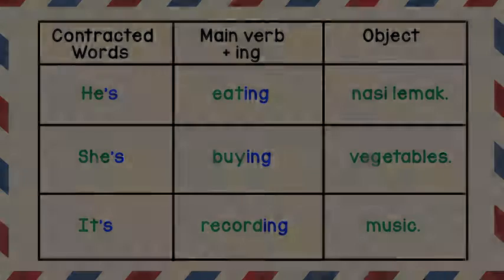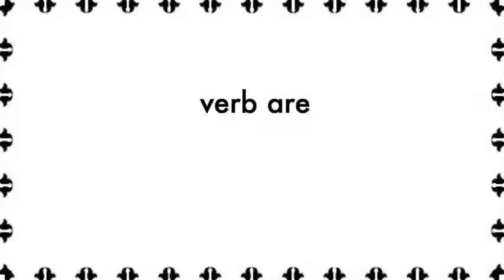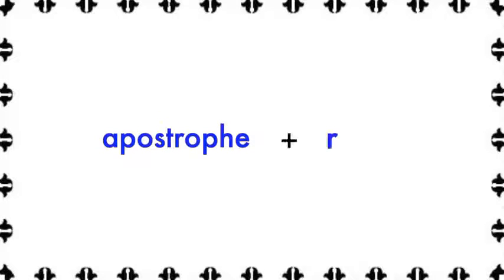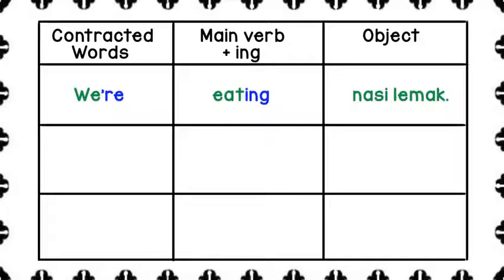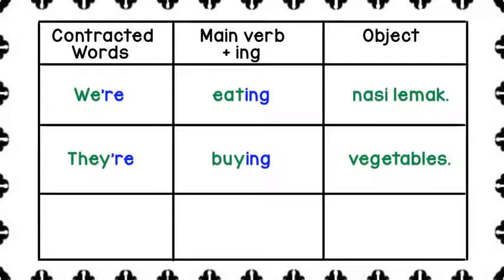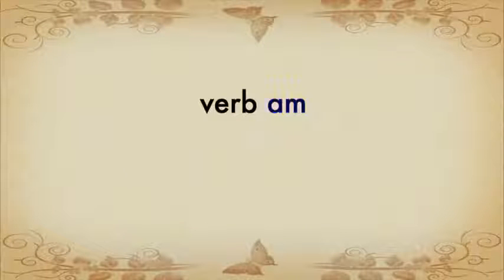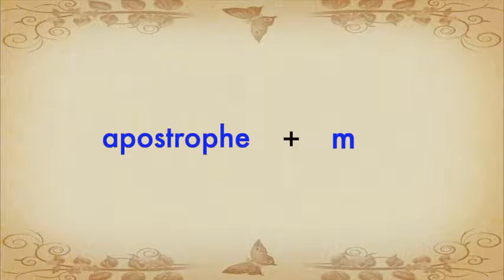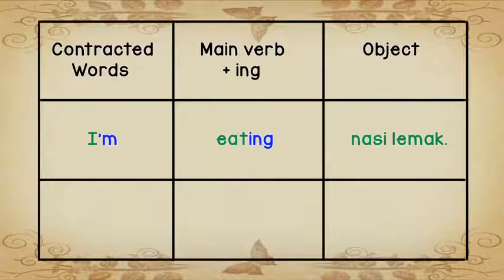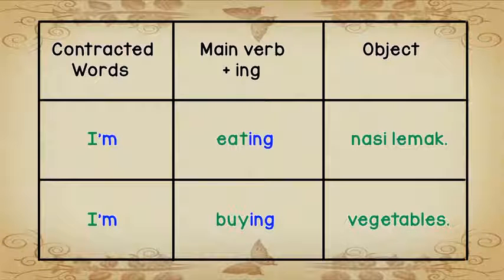On the other hand, when are is contracted, it will be shortened to apostrophe plus r and e. For instance, we're eating nasi lemak. They're buying vegetables. You're recording music. And lastly, when am is contracted, it will be shortened to apostrophe plus m. For instance, I'm eating nasi lemak, or I'm buying vegetables.